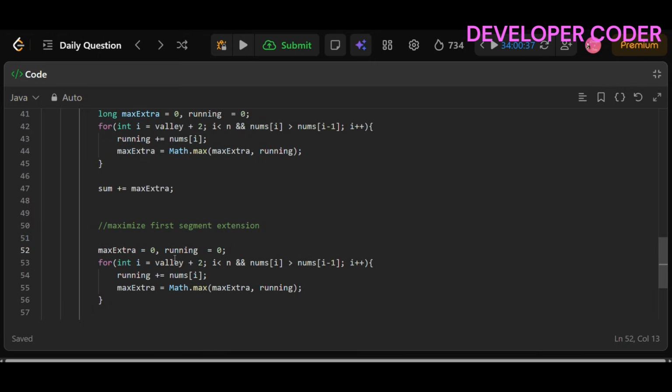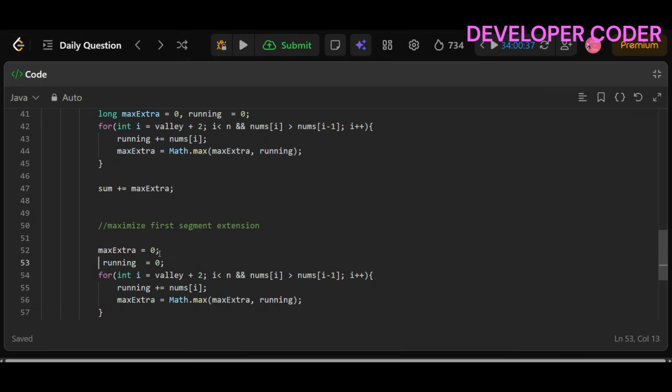Long max extra, and here we don't need to create a new variable. The same variable I'm just assigning, keeping it at 0 again. So max extra is equal to 0, and my running value is also equal to 0. Done. And now after that, int i is equal to peak 1 minus 2, this time peak 1 minus 2, and here i is greater than or equal to the start value, and I will say i minus minus. That's it. Only these things I need to check.